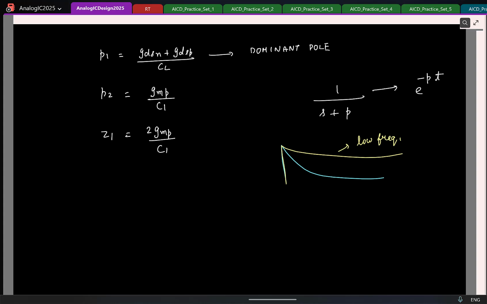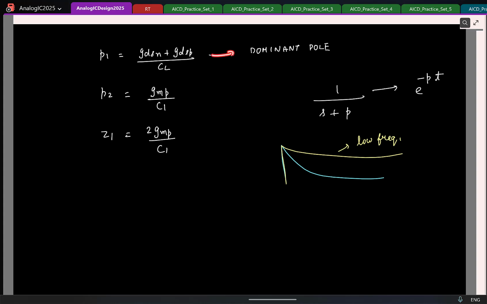The analogy I give is, let's say you go to mess with a group of your friends. There will be one guy who will eat really fast, finish in 2 minutes, and there will be one guy who will be eating ultra slow. He will be there till the end of the mess, but the entire group can leave the mess only if the slowest eating person finishes, right? So same thing here. The final settling or the final speed is always determined by the lower frequency pole. So we call this the dominant pole.